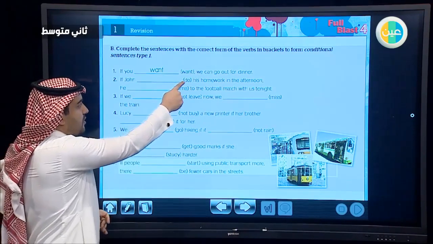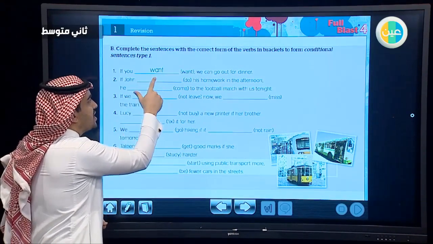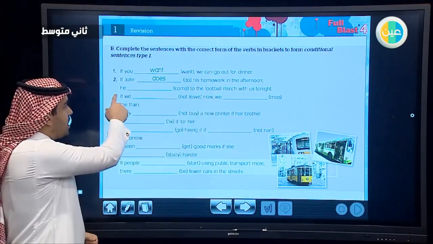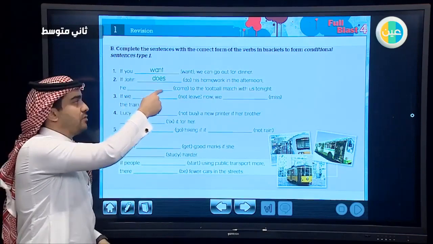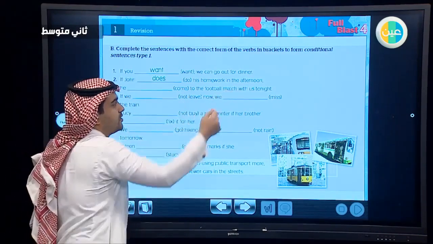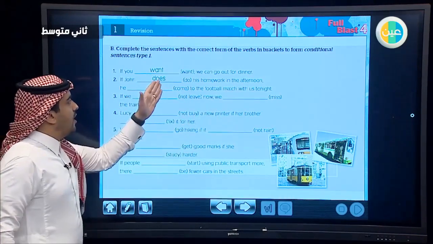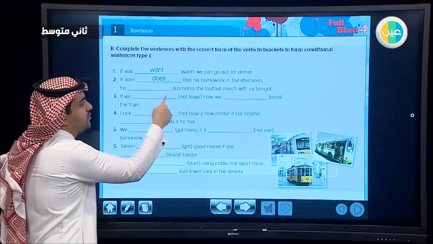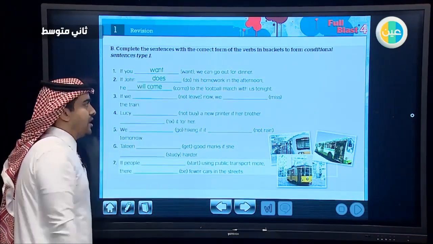So this one becomes does. If John does his homework in the afternoon, what will happen? We need to use the future will with this. So come to the football match with us tonight. So if John does his homework in the afternoon, he will come to the football match with us tonight.